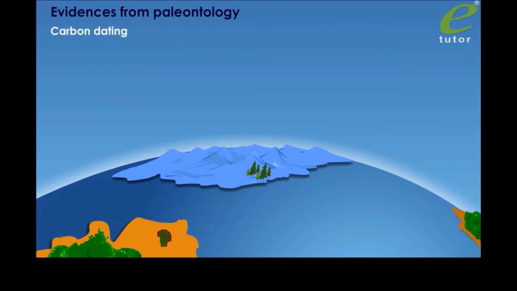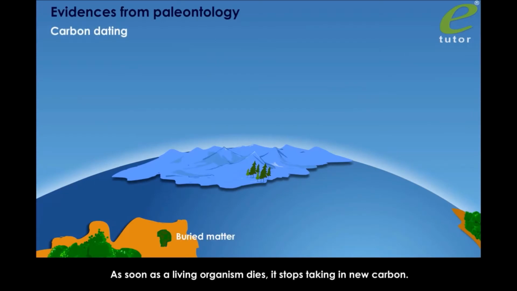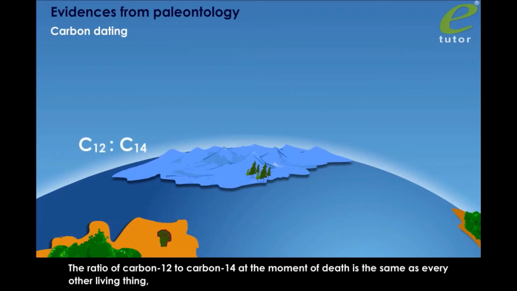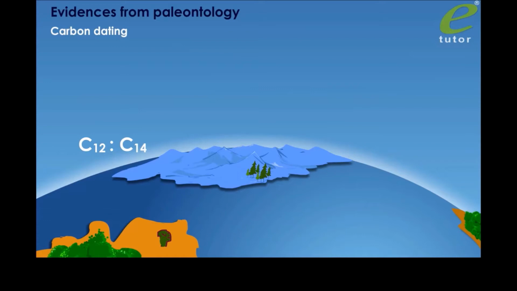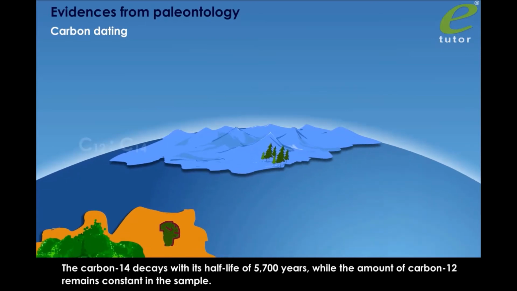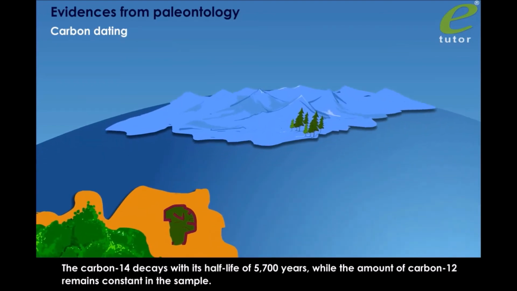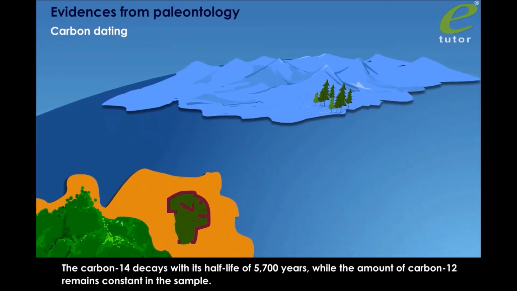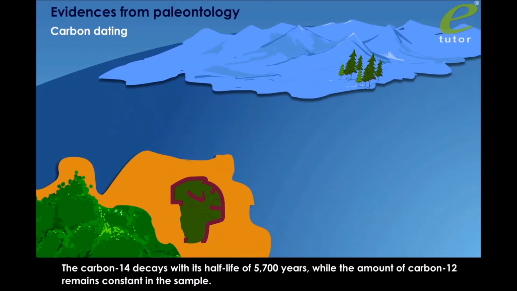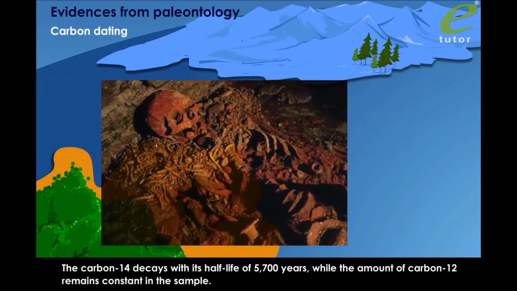Carbon dating. As soon as a living organism dies, it stops taking in new carbon. The ratio of carbon-12 to carbon-14 at the moment of death is the same as every other living thing, but the carbon-14 decays and is not replaced. The carbon-14 decays with its half-life of 5,700 years, while the amount of carbon-12 remains constant in the sample.